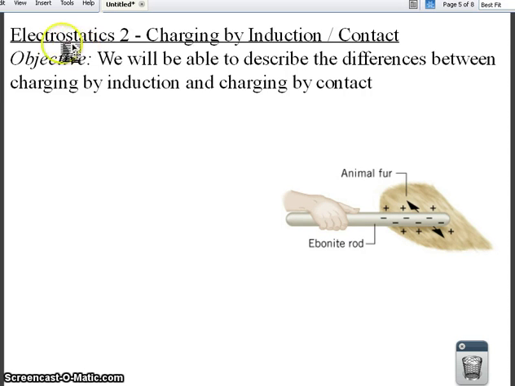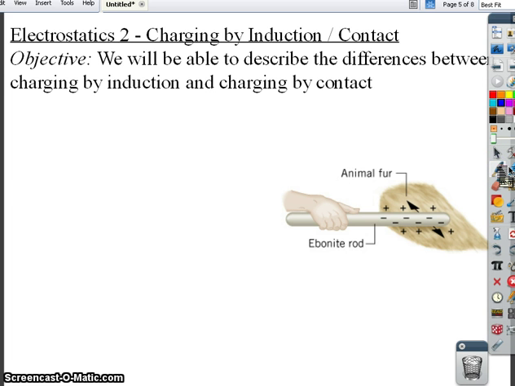Good morning, class, and welcome to this lesson on Electrostatics 2, charging by induction and contact. Today, we will be able to describe the differences between charging by induction and charging by contact. Very simple. So, first off, let's define what charging means.